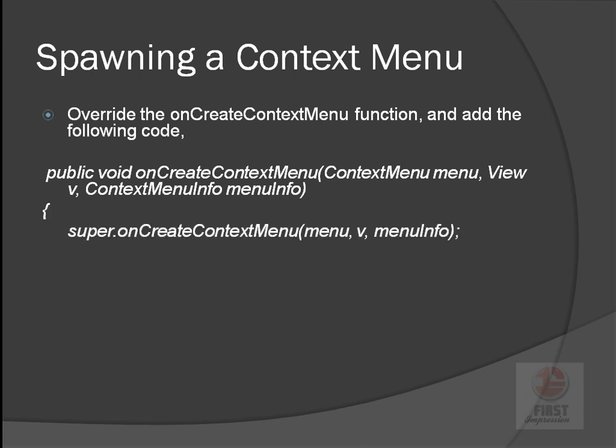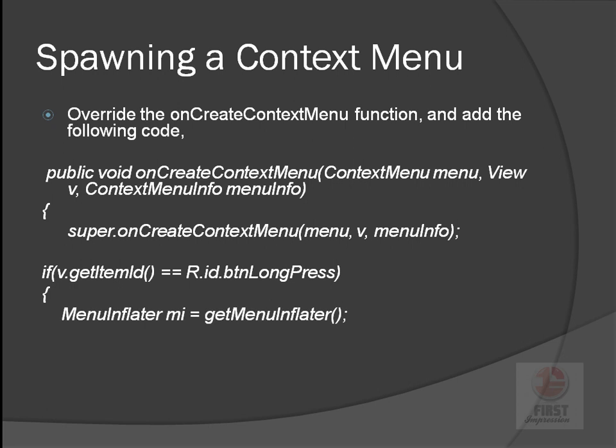Over here, we have to call the base class super.onCreateContextMenu, and then we have to check if the item that we are viewing is the long press item. If that's the case, then you use the menu inflater service as we did last time, and you say mi.inflate. Which menu do you want to inflate? R.menu.contextDemo. Where do you want to inflate this? Inside the system's menu. Once you are done with this, you will be able to spawn a context menu on the screen whenever you long press on the control btnLongPress.